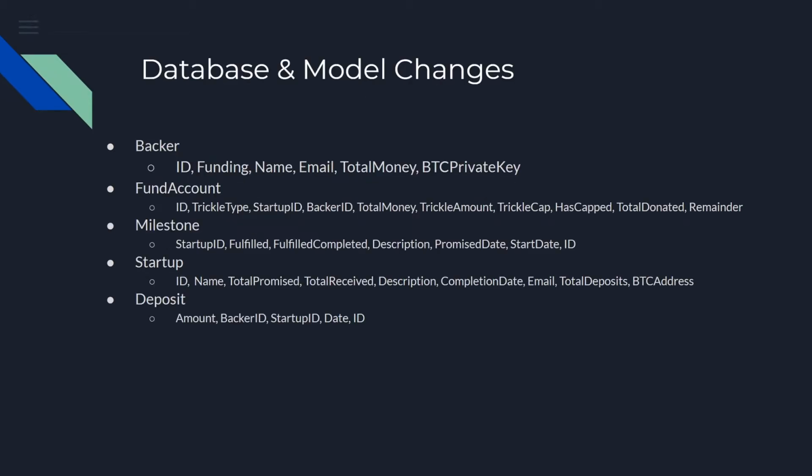Within the backer table, we now have a field that stores the private key of each respective backer's Bitcoin address. These keys are used to process Bitcoin transactions, so each backer has a unique key. We've also fixed a bug to ensure that the total money field is always in sync with the total money field of each respective fund account.